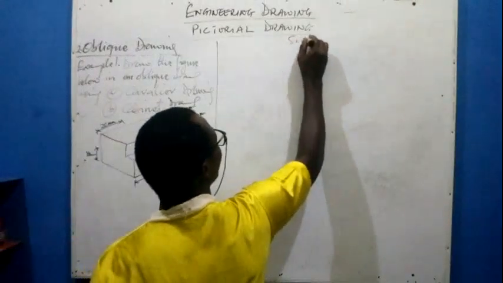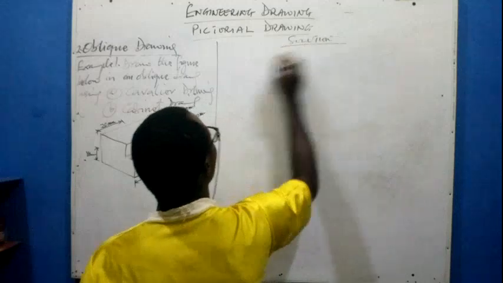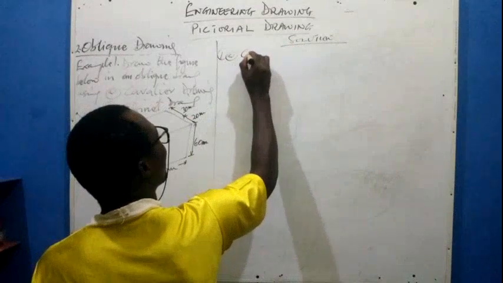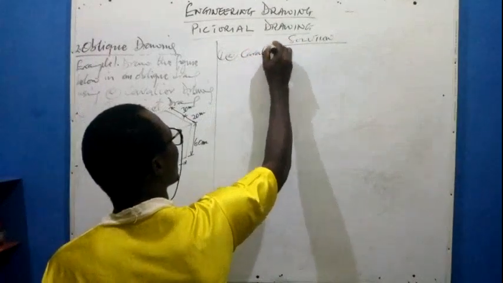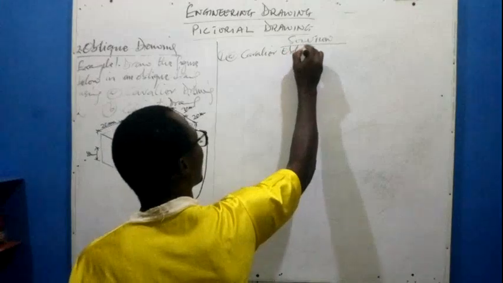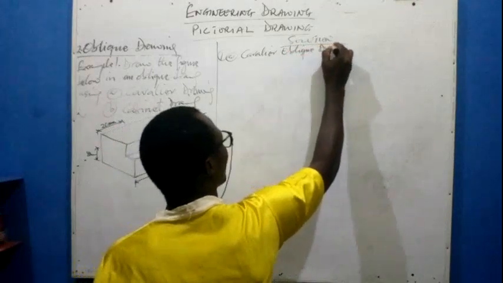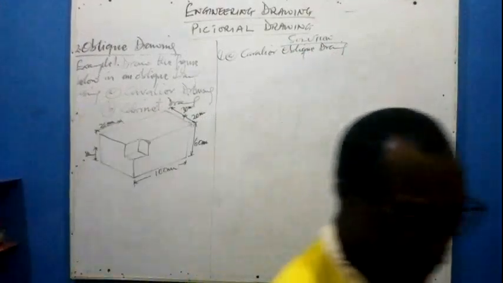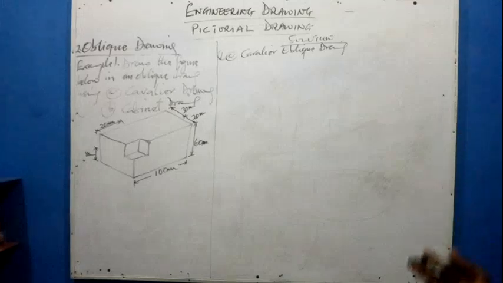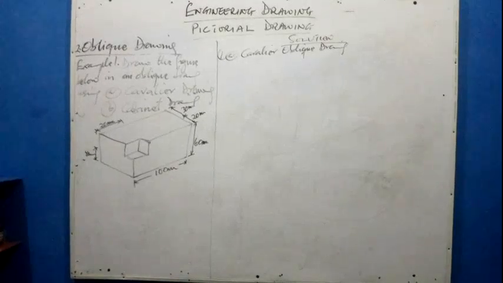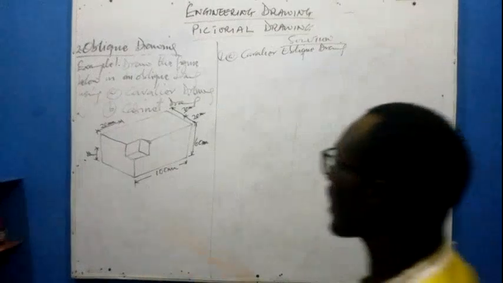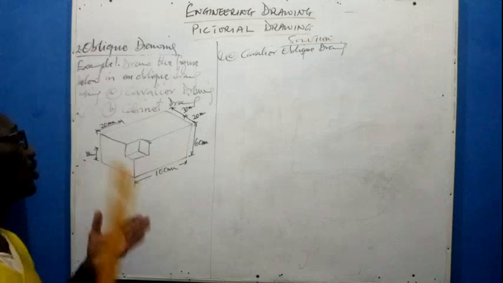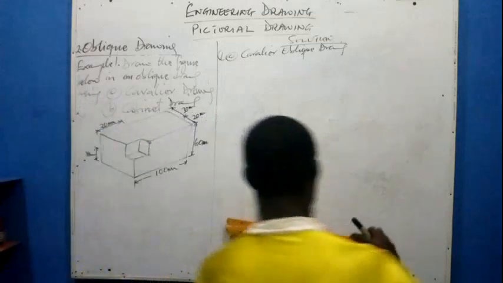Solution. Question 1, example 1, A. Cavalier oblique drawing. The first thing I always tell you is that in this pictorial drawing, before you can draw any of them, you must draw the format, depending on the type they say you should draw. If it was isometric, you draw the isometric format. If it's oblique, you draw the oblique format. Now let's first draw our formats.